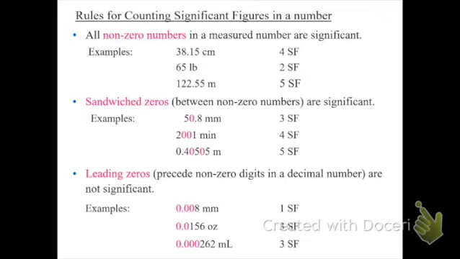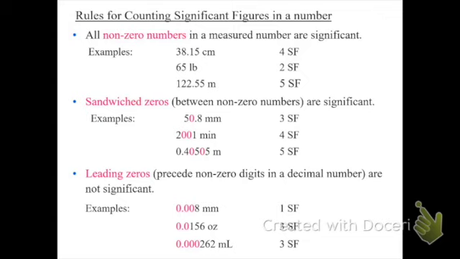If a number starts with a point or 0 point something, ignore all those zeros, start from non-zero, that's when you start counting. So, 0.008 has only 1. 0.0156 has 3. And 0.000262 has 3 significant figures. And you can keep adding. Anything that comes after you start counting is going to count. Whether it's 0 or non-zero, it's always going to be included in the number of significant figures.